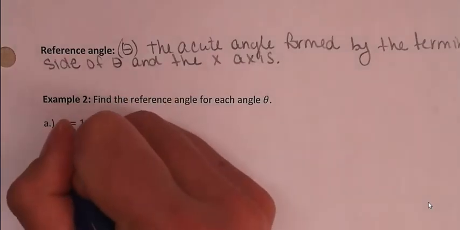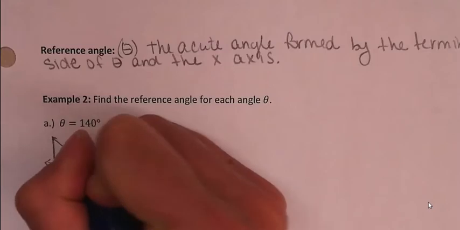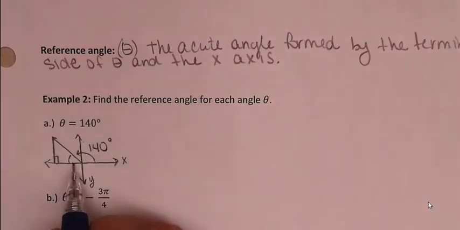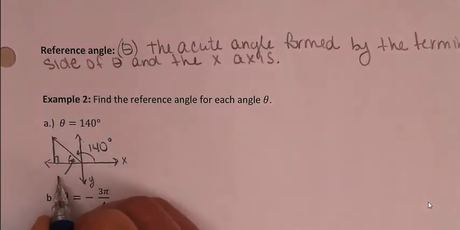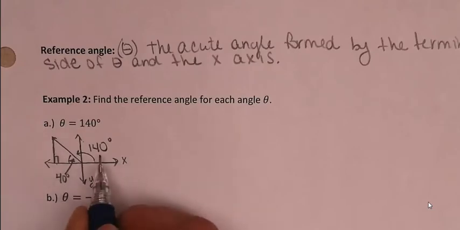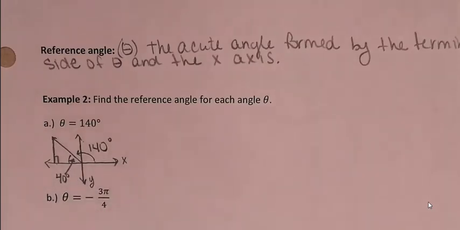Okay, and for me personally, I like to draw those right triangles. What is this reference angle? Well, that reference angle is going to be 40 degrees because I would need an additional 40 degrees in order to make it 180 degrees.